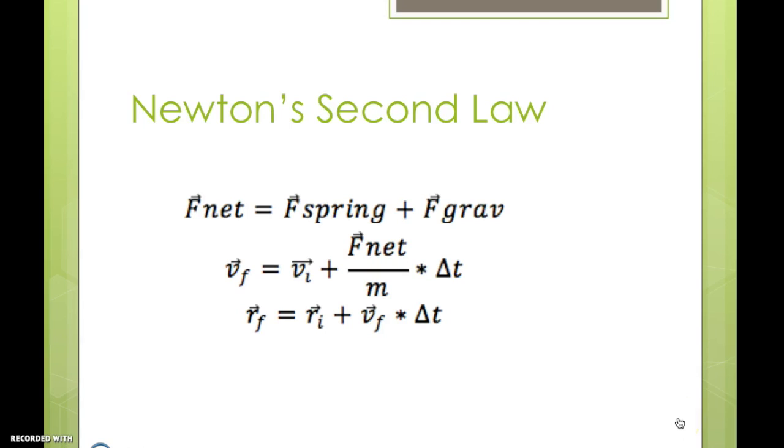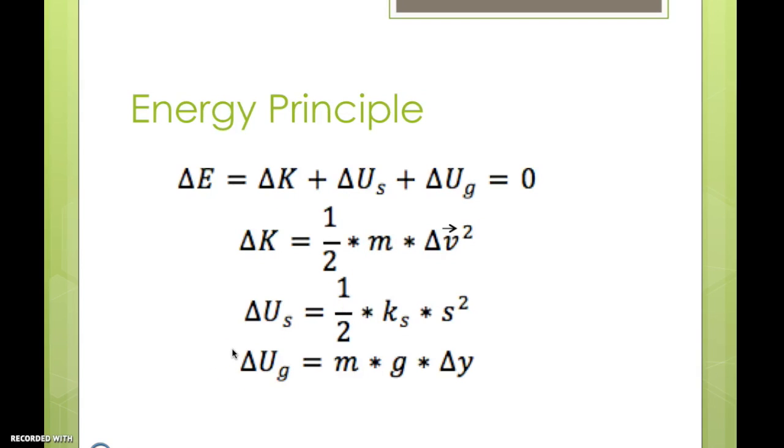Like all of the other labs, I used Newton's second law to help me predict the motion of the system. Here I have 2 forces acting on my system, the force of gravity and the force of the spring. I use Newton's second law to update the velocity and position inside my loop. I am also using the energy principle in my model. This states that the total change in energy is equal to the change in kinetic energy plus the change in spring potential energy and the change in gravitational potential energy.